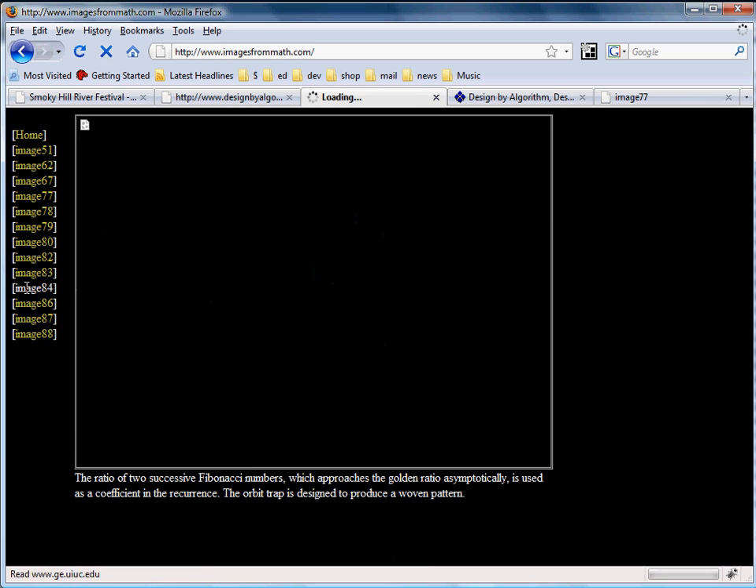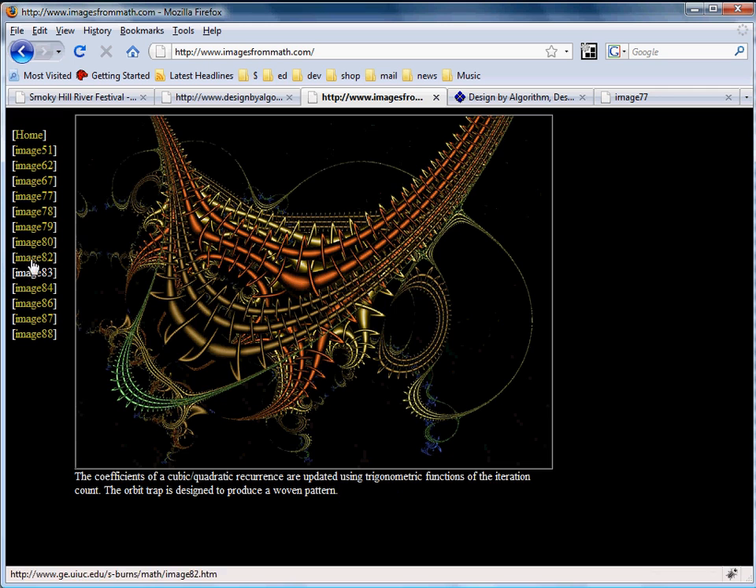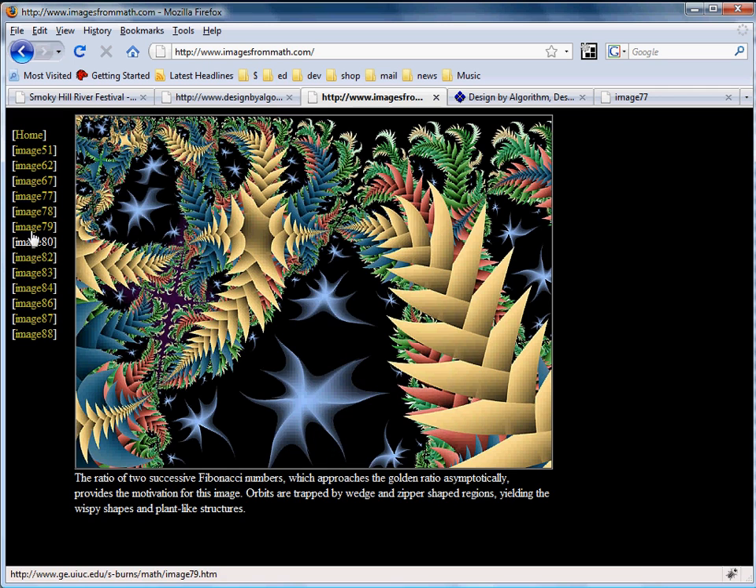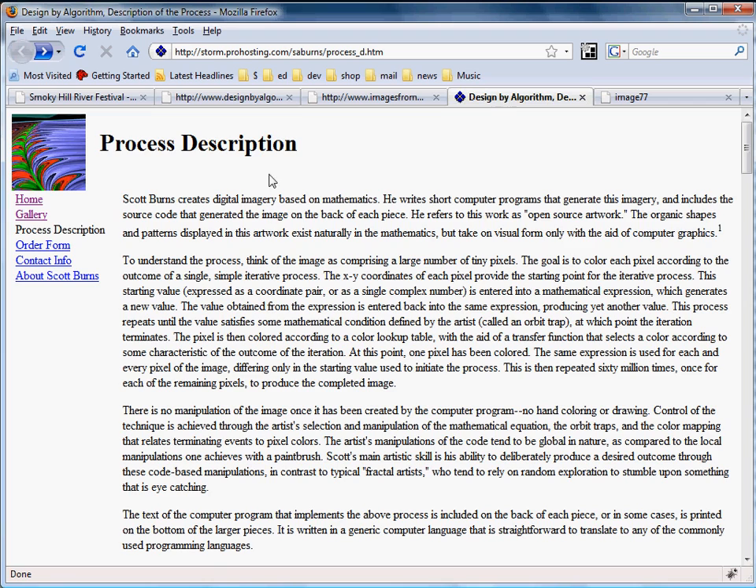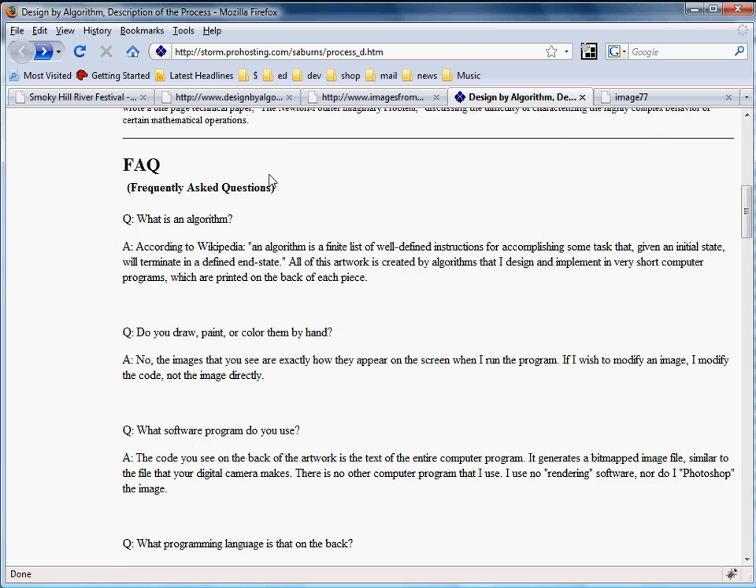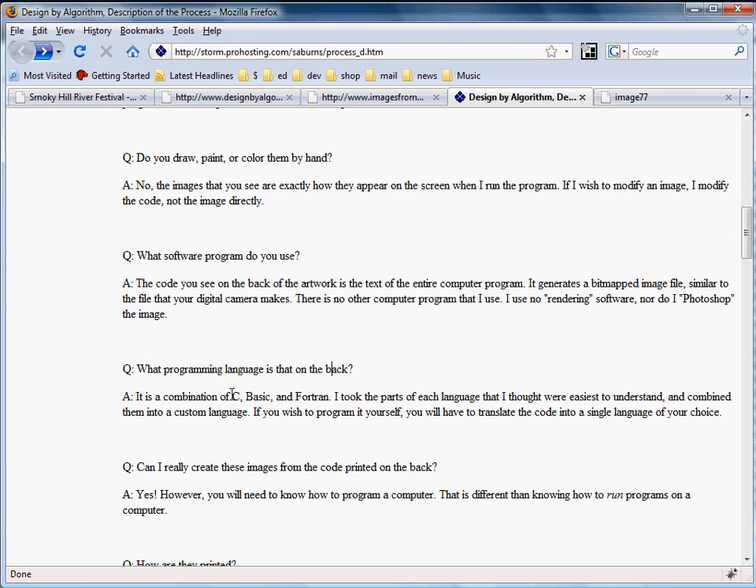And I talked to Scott and I asked him how he accomplished this, and he pointed me to an FAQ that he had printed off from his website and put on the wall there. And here's the FAQ. To bottom line it, I guess that he uses C, Basic, and Fortran.